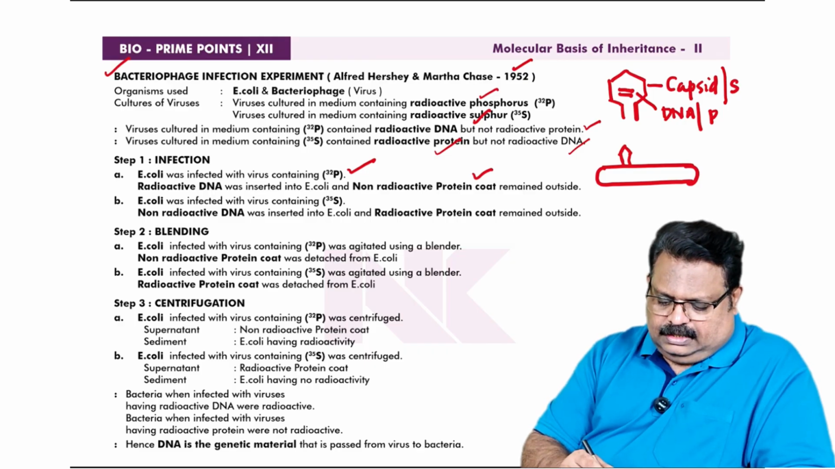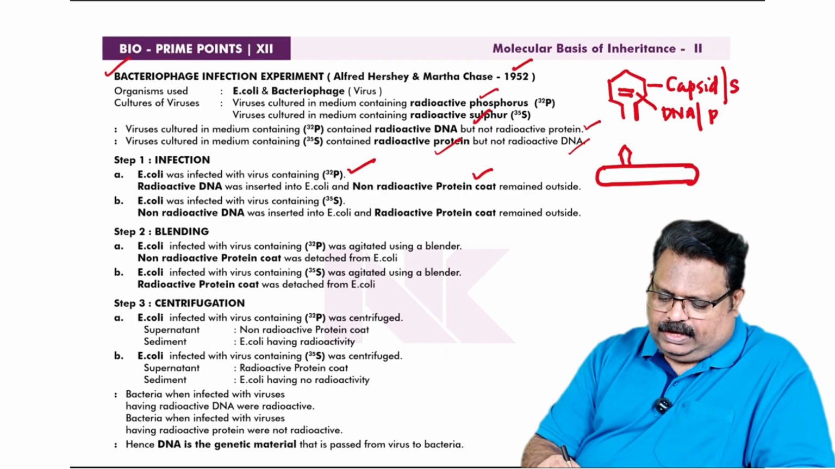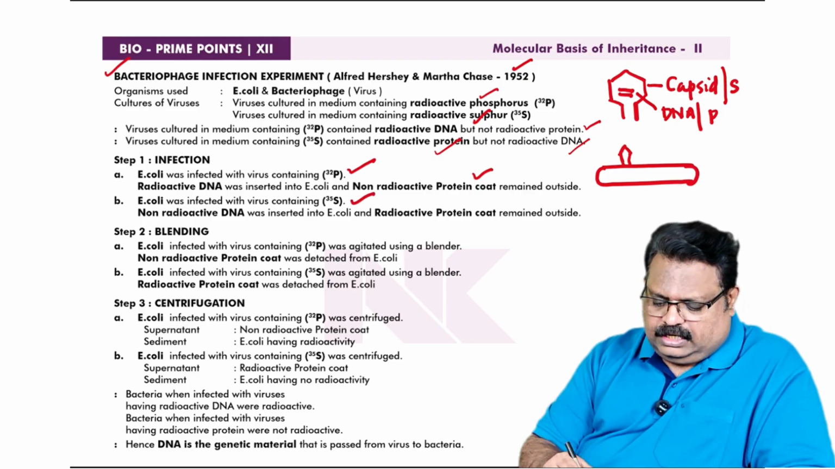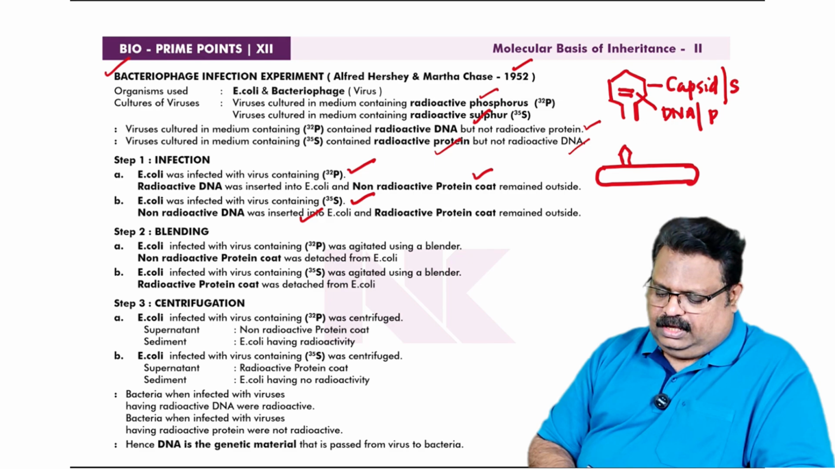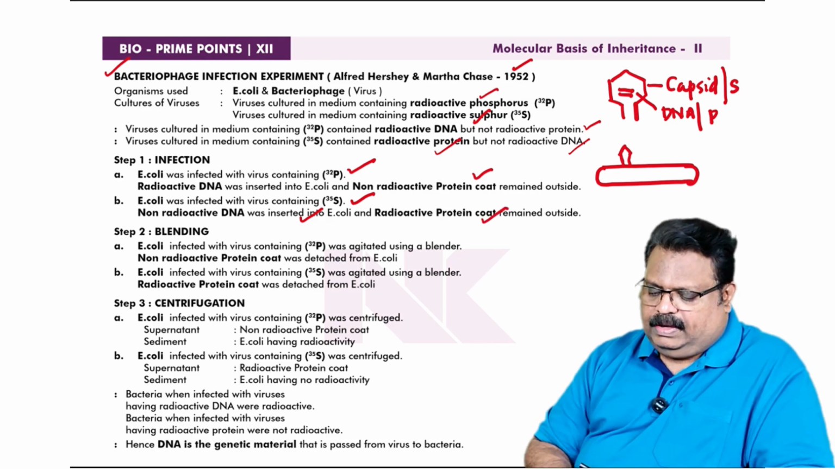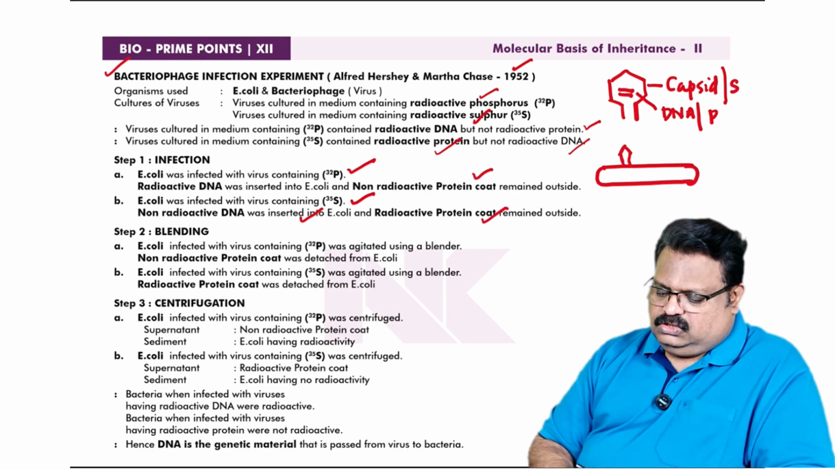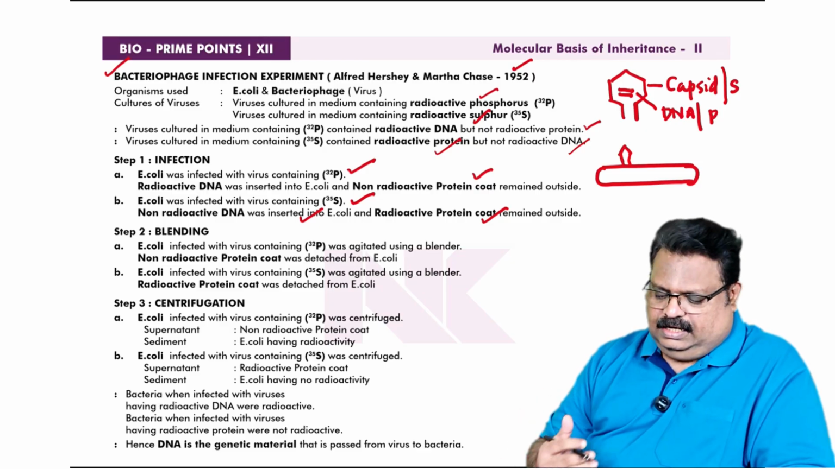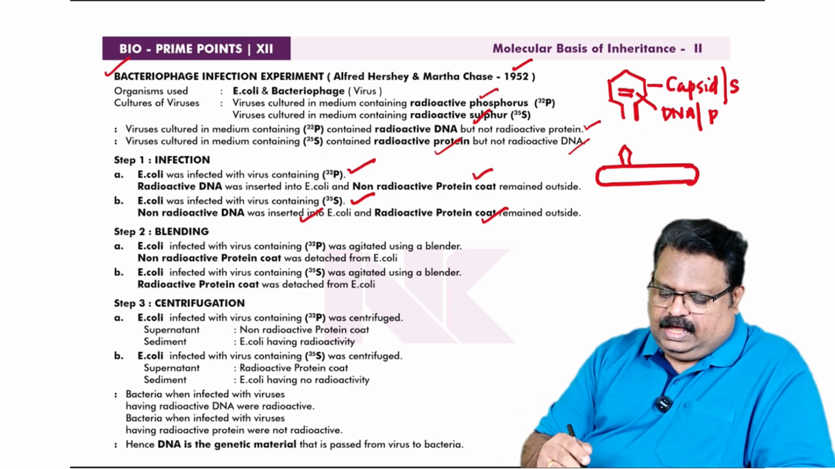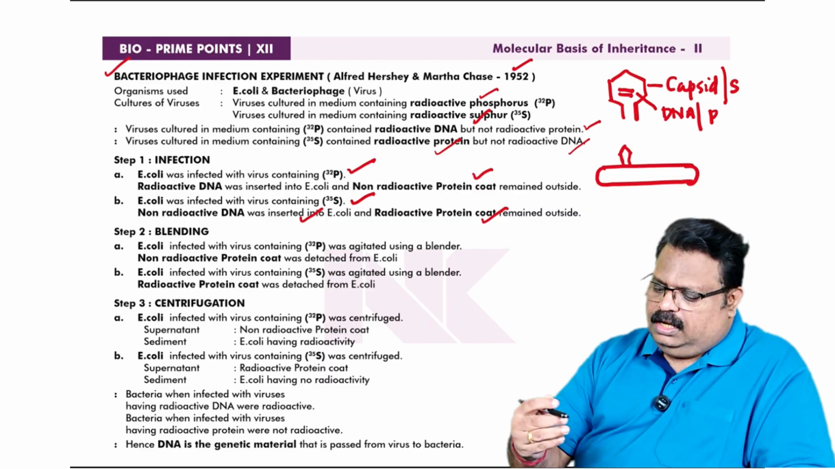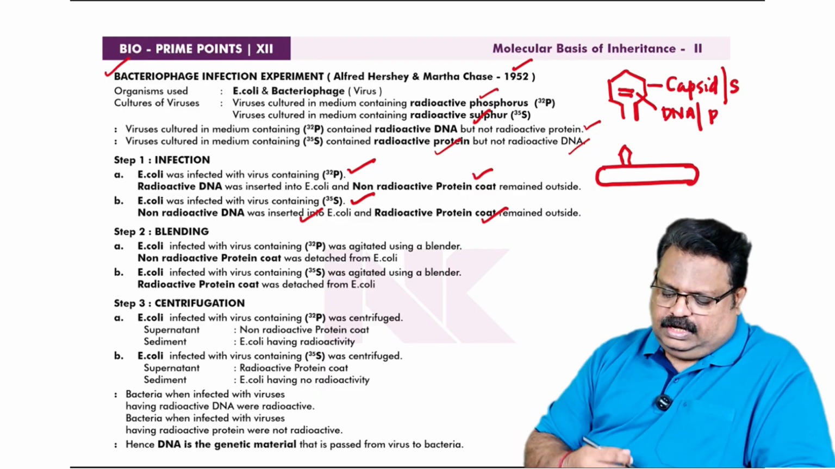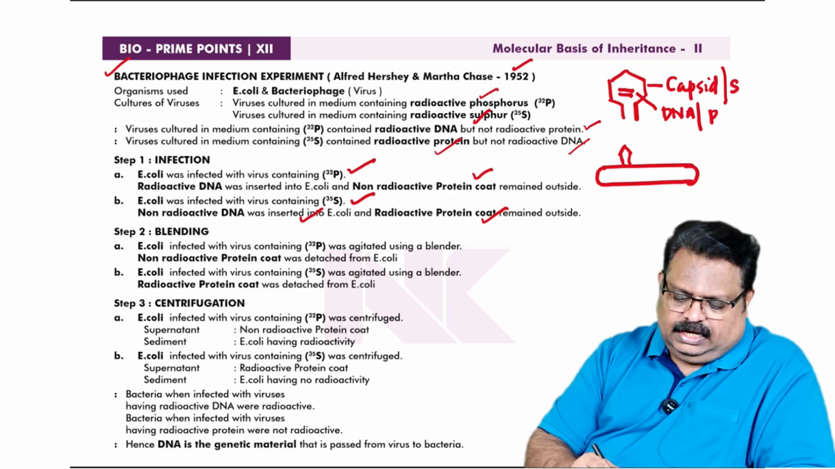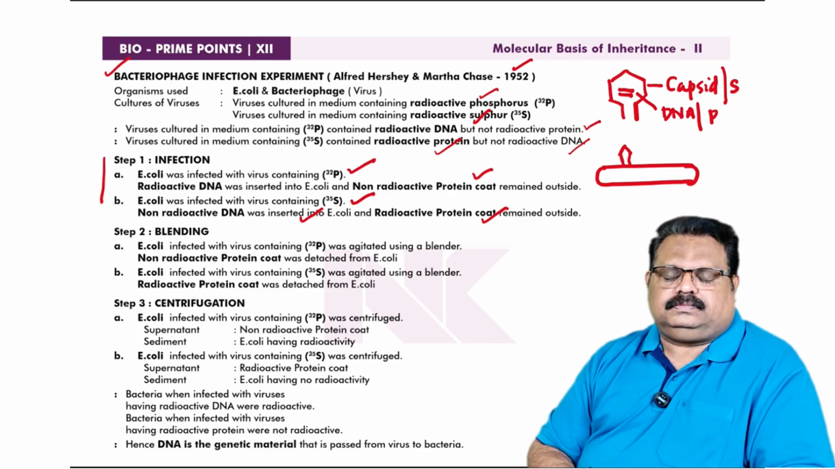Then, in the next stage, E. coli was infected with the virus containing radioactive sulfur, so that the non-radioactive DNA is inserted inside the E. coli and the radioactive protein coat remains outside. So whatever may be the case, the protein coat will remain outside, and only the DNA enters. When radioactive phosphorus is used, radioactive DNA enters. When radioactive sulfur is used, non-radioactive DNA enters. The entry of DNA is called infection.